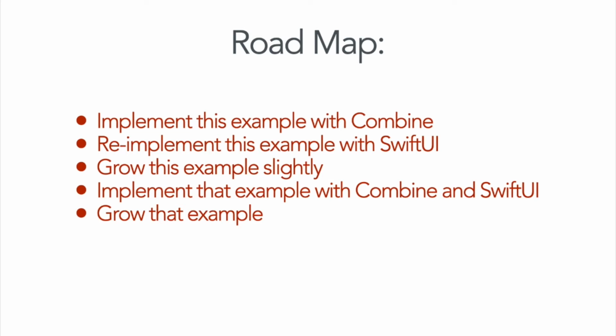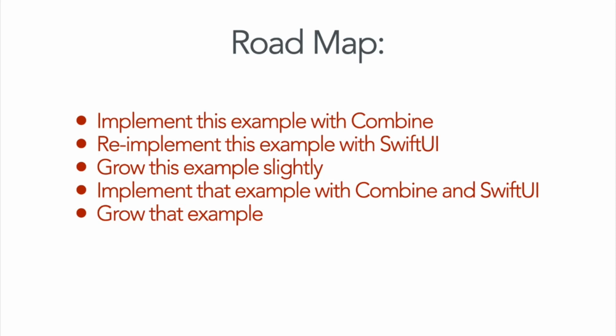Right now, everything is in the same file, and that's probably not the way you architect your apps. So we'll have more of a model and a view model or an adapter or presenter or whatever you call it in between the GUI and the model. Once we've grown the example, we'll implement that example with Combine and SwiftUI, and then we'll grow that example so that by the end we're making network calls and doing some more interesting things.